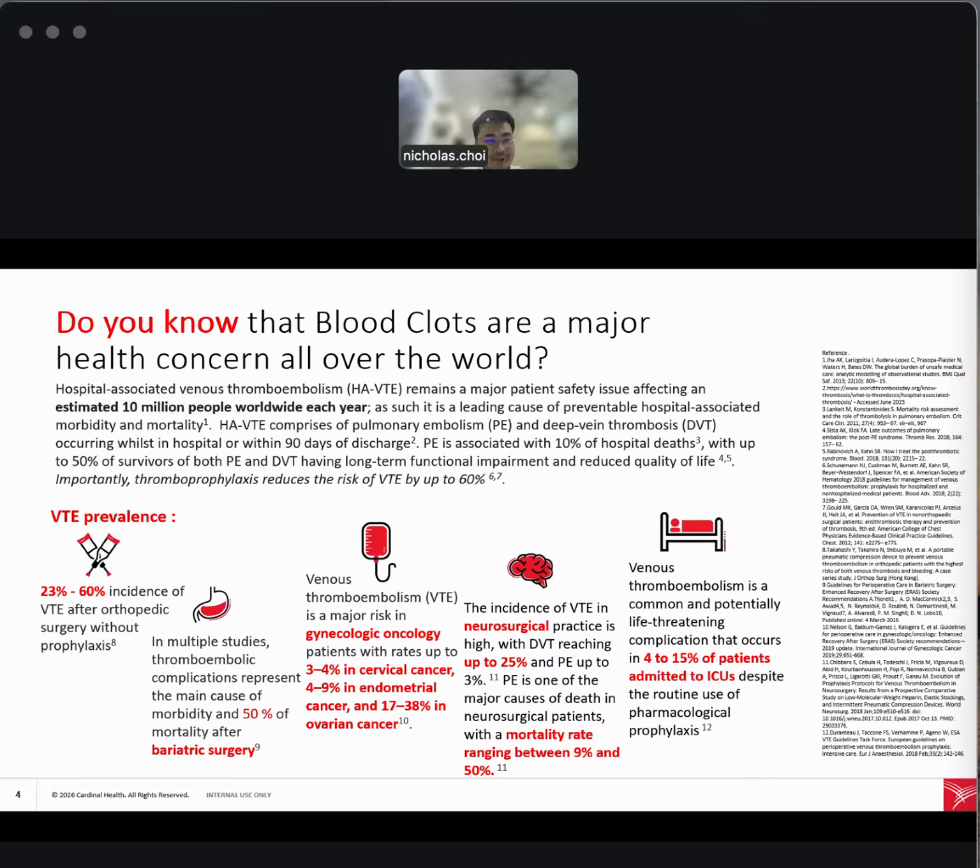And across different specialties, we have orthopedic surgery with 23 to 60% of VTE incidents, and up to 25% DVT in neurosurgery. And then, of course, on the gynae-onco side, you have 3 to 4% in cervical, 4 to 9% in endometrial, and 70 to 38% in ovarian cancer. Now, the real burden is across the hospital, of course, but for everyone in this room, the ICU figures are what drive what follows.